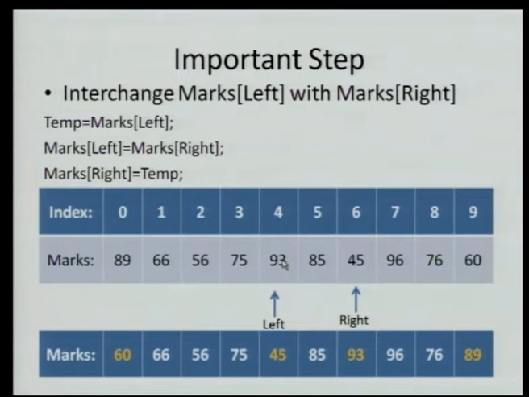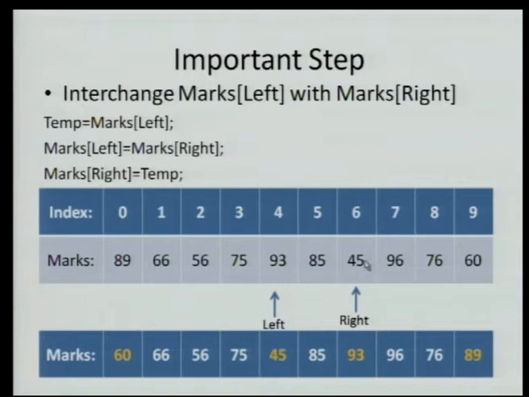Marks left equals marks right, because left has become empty. Whatever value was there in the left has moved to temp, right? So the left value actually is empty. Temp is going to be another variable somewhere else, which is not part of the array at all. So whatever value is stored at left, which happens to be 93, will be moved to a temporary location. And then this 93 is redundant because it has already been saved in the temporary location.